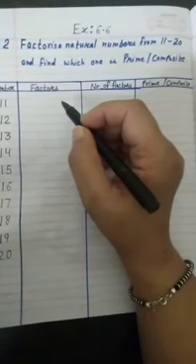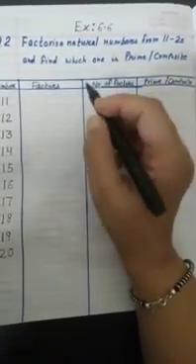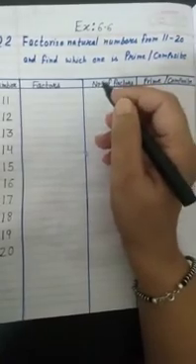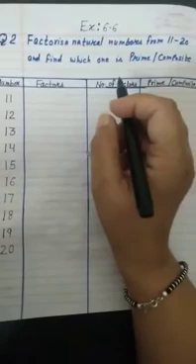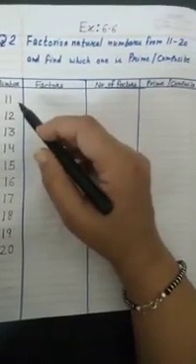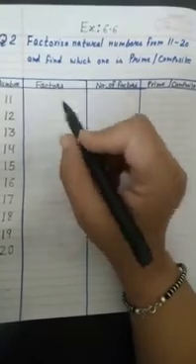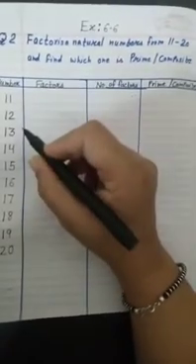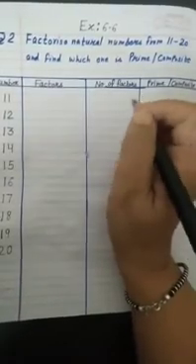In this exercise, we will find whether the given number is a prime number or a composite number. As in my previous session, I explained to you about prime and composite numbers. If the number has only two factors, then the number will be a prime number. If the number has more than two factors, then the number will be a composite number.